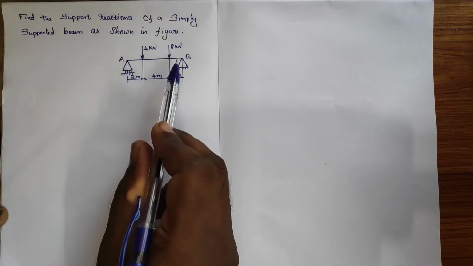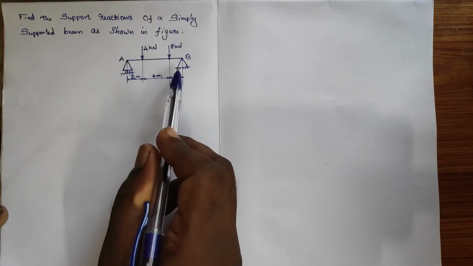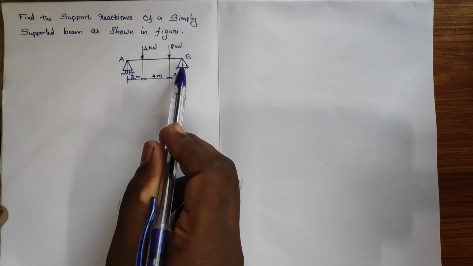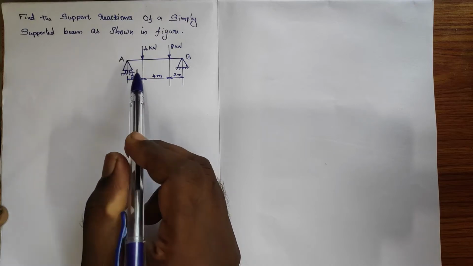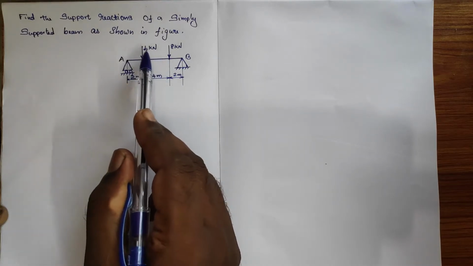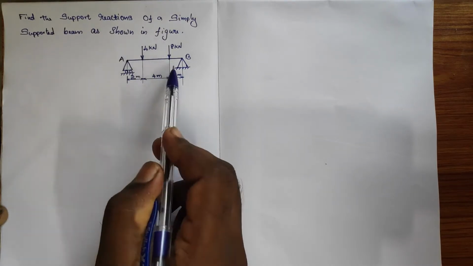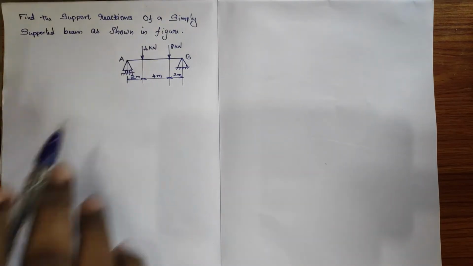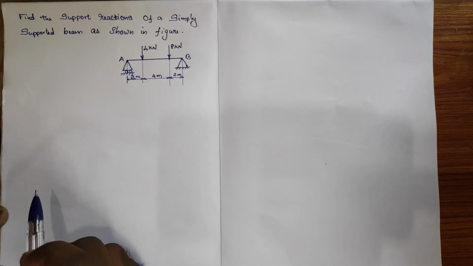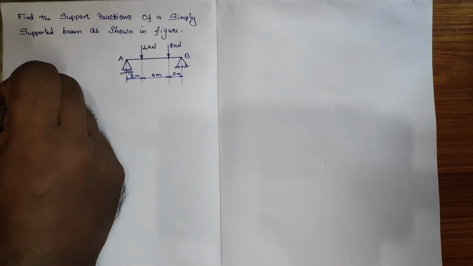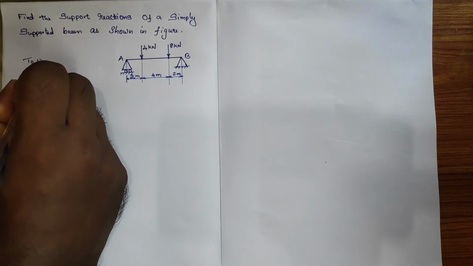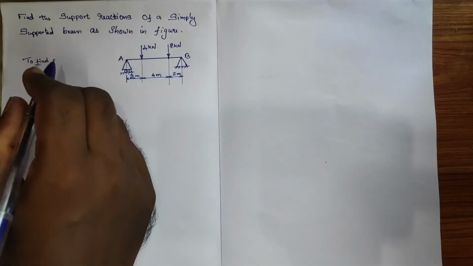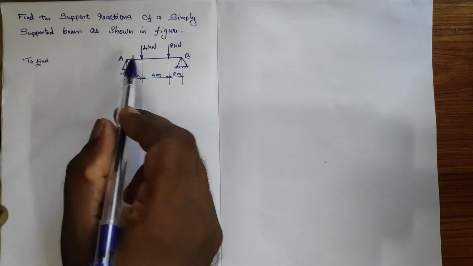It's a simply supported beam. Both sides it is supported. One is a roller support and the other is a hinged support or pin support. Two forces are acting on the beam, perpendicular to the axis of the beam: 4 kilonewton and 8 kilonewton. This is the exact question given for us. So we're going to find the support reactions at A and B.